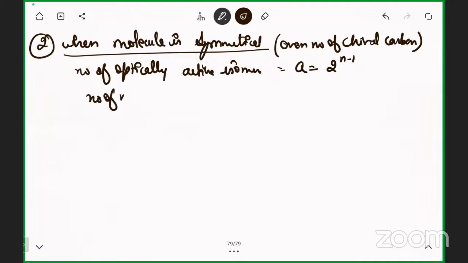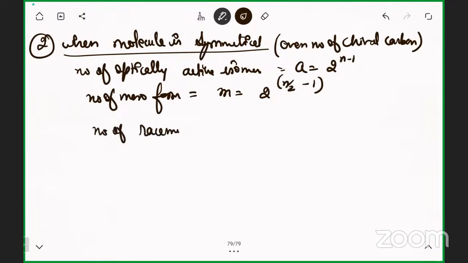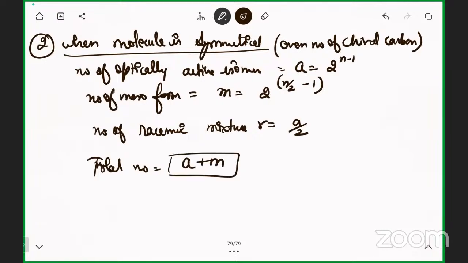Number of mesoforms. For calculating the number of mesoforms, you will use m equals 2 to the power n upon 2 minus 1. Third thing, number of racemic mixtures, same formula. Number of racemic mixtures, R equals A upon 2. Total number is A plus M. You have to calculate A, you have to calculate M. Add them, and the total number of optically active isomers will be calculated.